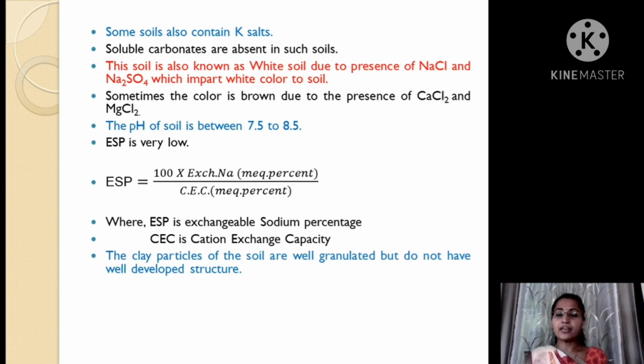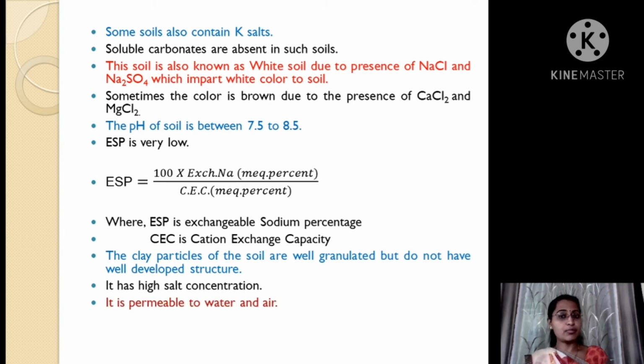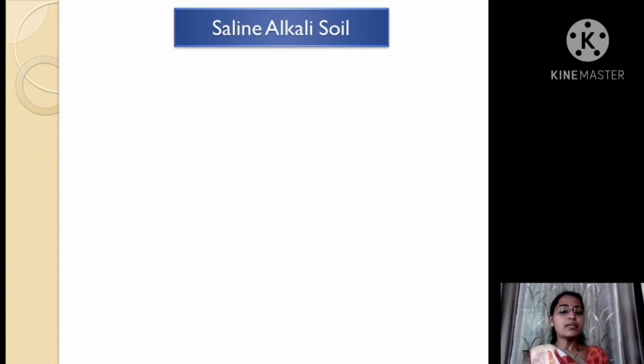The clay particles of the soil are well granulated but do not have well developed structure. It has high salt concentration. It is permeable to water and air. And due to the presence of high salt content, it is harmful to the crops. Then we see saline alkali soil.